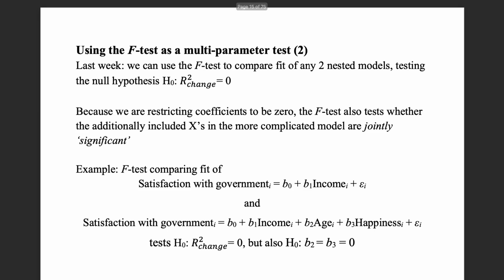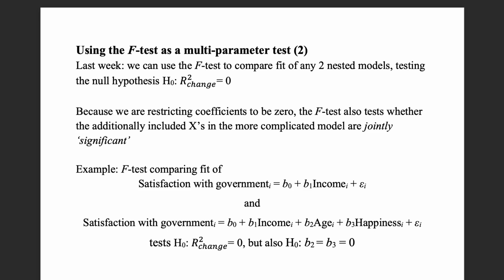But at the same time, the same F-test also tests another null hypothesis, namely that the regression coefficient we would estimate for H and the regression coefficient that we would estimate for happiness are both the same value, and that value has to be 0. Again, we are restricting in the simple model the coefficient for H to be 0, and the coefficient for happiness to be 0. So we are basically saying B2 can only take the value 0 and B3 can only take the value 0.